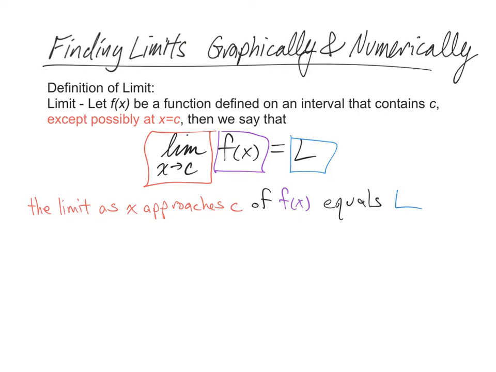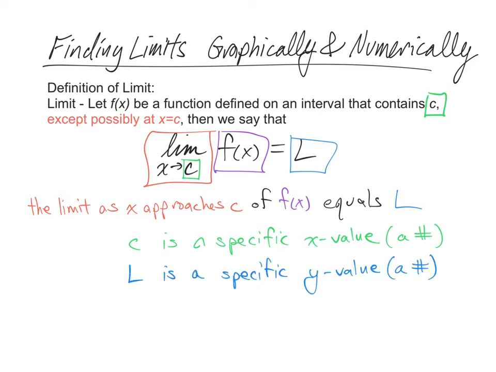And a couple more things I want to say about this: if you look at the definition, it says this interval that contains c, and it's also in the actual definition of a limit. C is a specific x value. That is, C is some number that x is trying to get very close to. Likewise, when we look over here in the definition with L, L ends up being a specific y value.